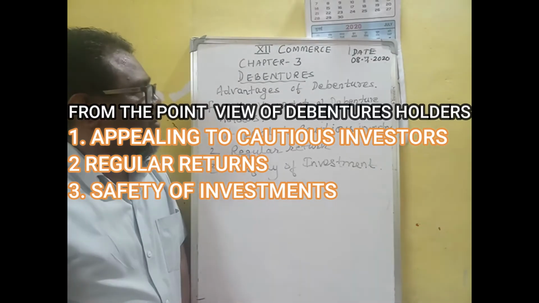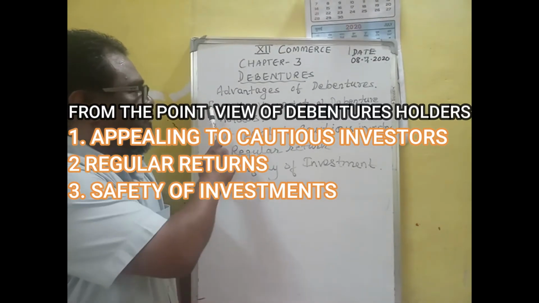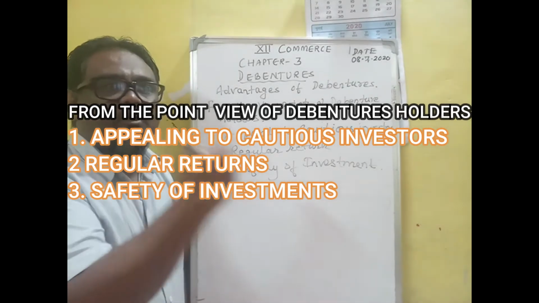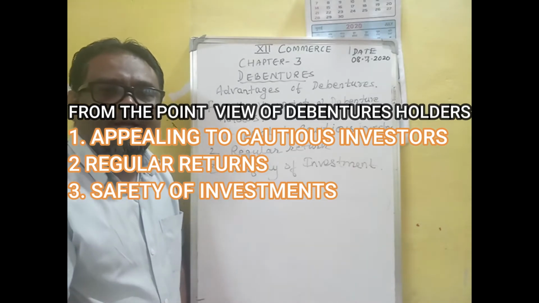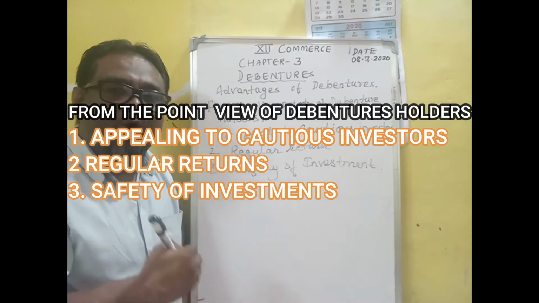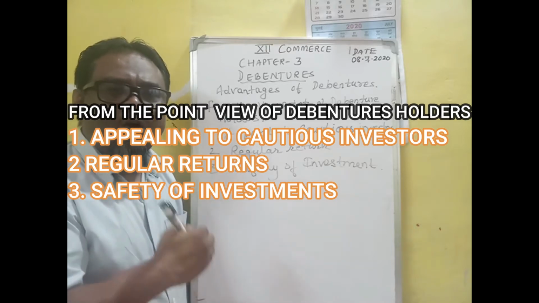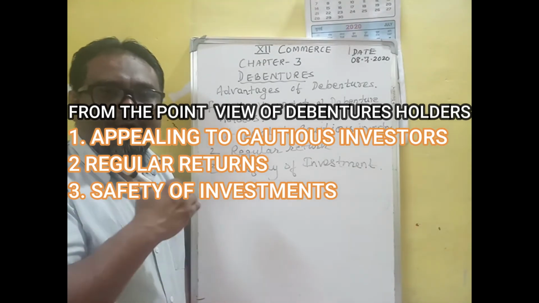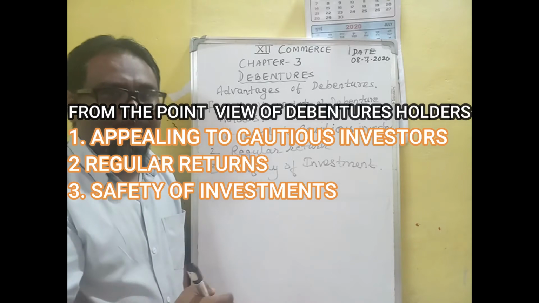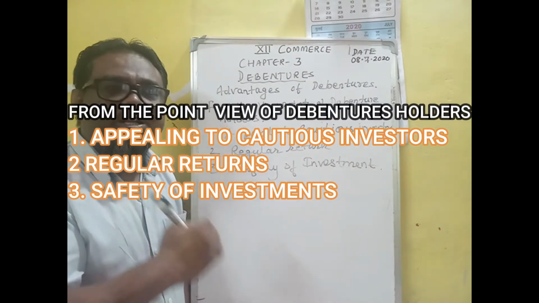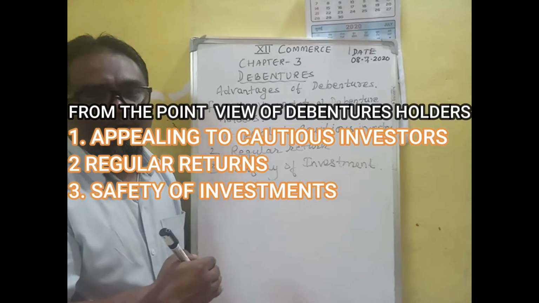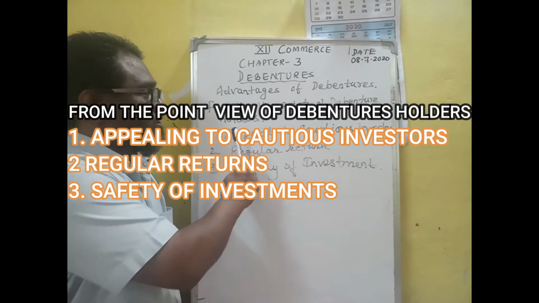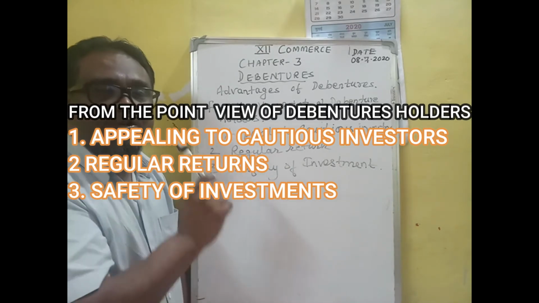So now here, advantages of debentures from the viewpoint of debenture holders. Debenture holders are the ones who provide long-term finance to the joint stock company. They provide a long-term loan to the company. They will get a fixed rate of interest from the company, irrespective of profit or loss of the company. So what are the advantages of debentures to the debenture holders?